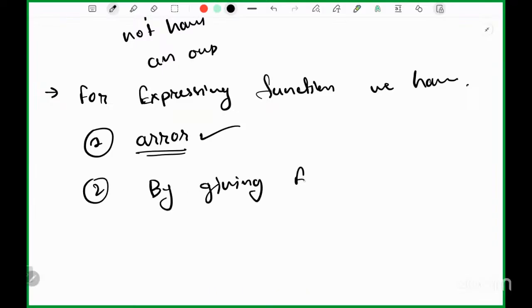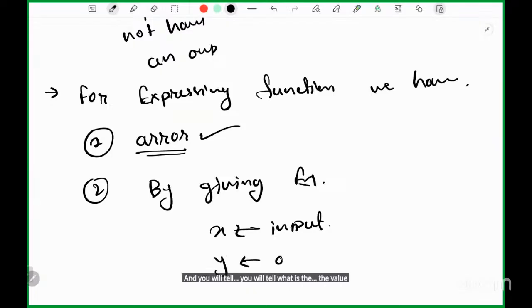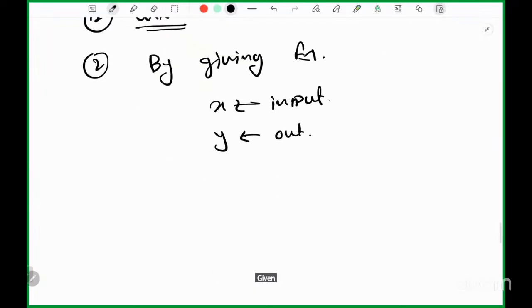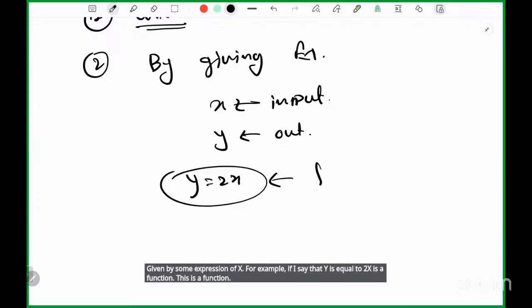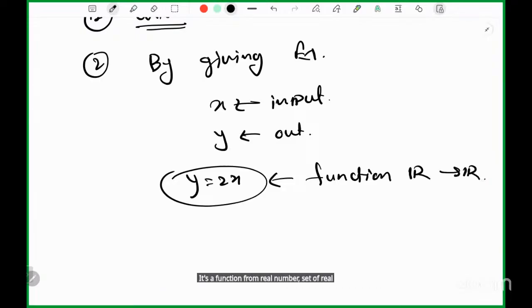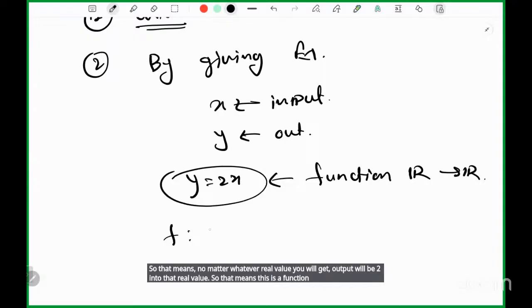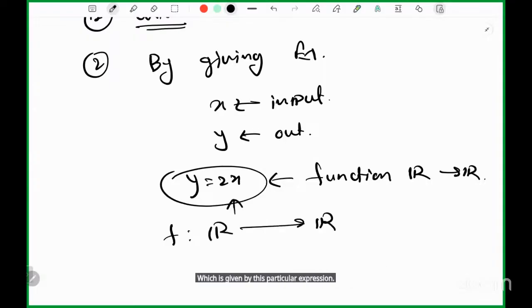By giving an expression means you will take x as an input, and you will tell what is the value of y given by some expression of x. For example, if I say y equals 2x, this is a function. It's a function from the set of real numbers to real numbers. So no matter whatever real value you take, the output will be 2 times that real value. So this is a function f from real numbers to real numbers, given by this particular expression y equals 2x. So this is another way of representing a function.